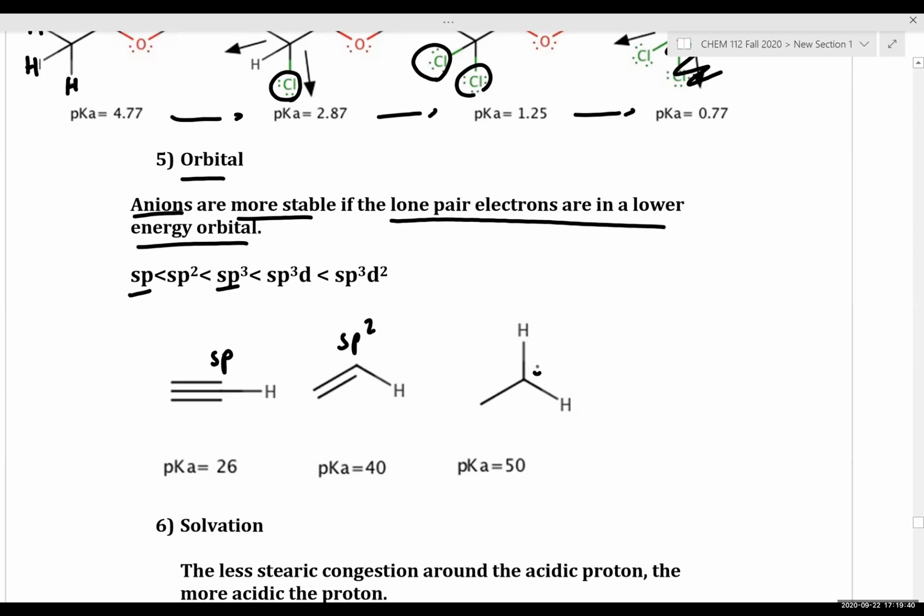So if we compare proton acidity as a function of hybridization, we see that the sp hybridized atom has a proton that is substantially more acidic. The reason for that, the anion is more stable in the sp hybridized orbital. Does this make sense to everyone? Does this look familiar to everyone?